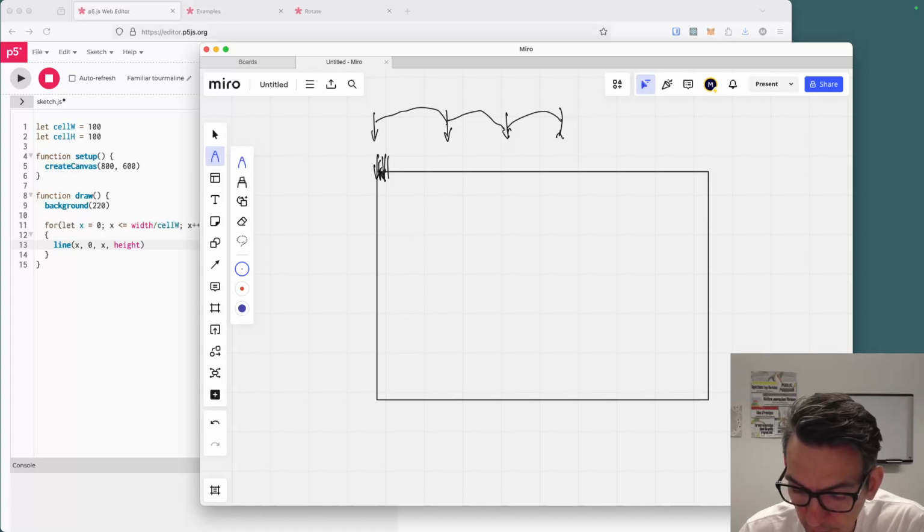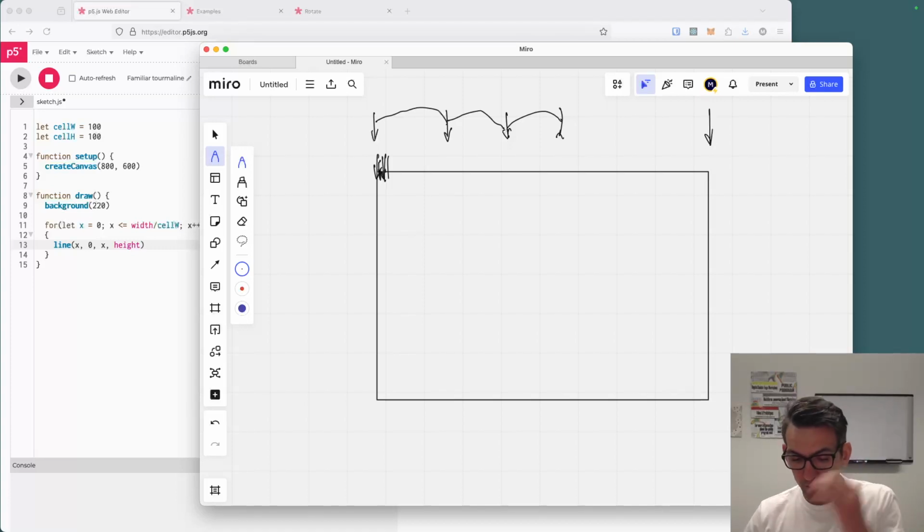And so on until we reach this point. So in order to do this, I just need to multiply it by my cell width. So when X is 0, it's going to be 0. When X is 1, it's going to be the full cell width. When X is 2, it's going to be 2 cell widths. So it's going to start drawing right here, and so on.